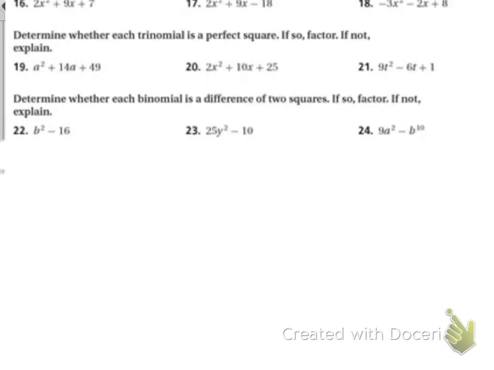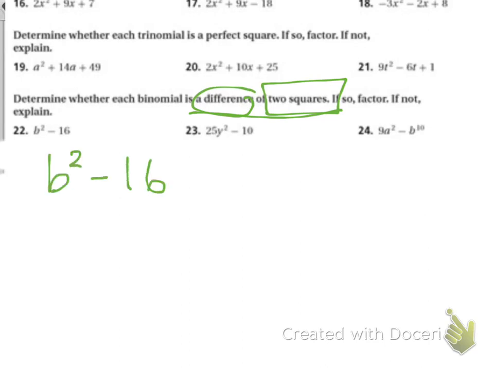And then on the next page, I want to talk about if a binomial is a difference of two squares. So the word difference, you need to see a subtraction sign. The phrase two squares means that both of your terms are perfect squares. So let's look at number 22. B squared minus 16. First of all, is that a difference? Yes, it is. Second of all, is b squared a perfect square? Yes, it is. Is 16 a perfect square? Yes, it is. Then 22, b squared minus 16, is a difference of two squares.